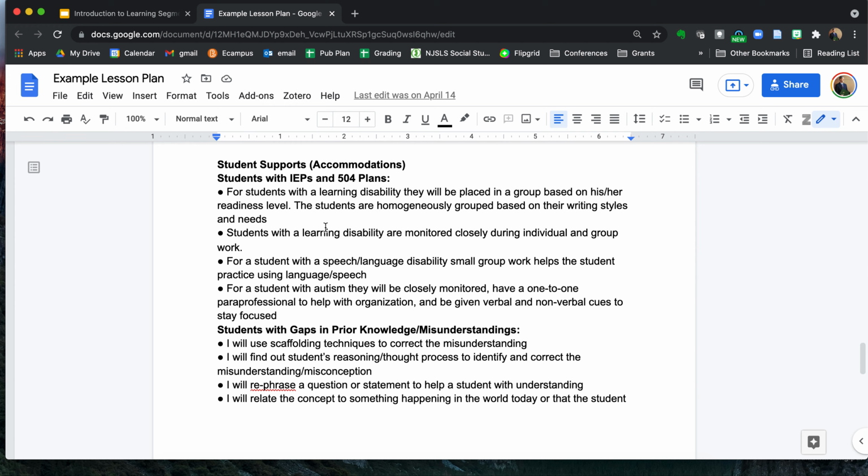One, I don't know who the students are that need to be accommodated. Two, I don't know what groups they would fall into. And three, we're going to group students homogeneously. Okay, but that wasn't in the plans. And I'm not sure exactly what that means because I don't know the students.